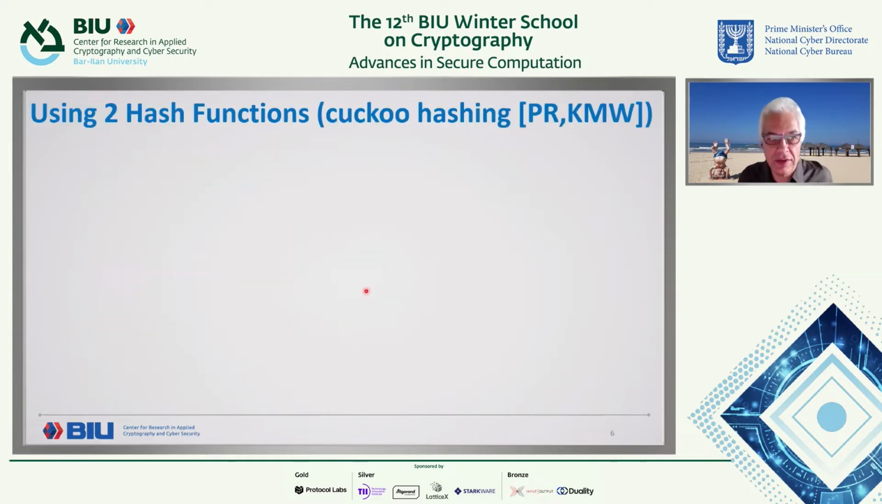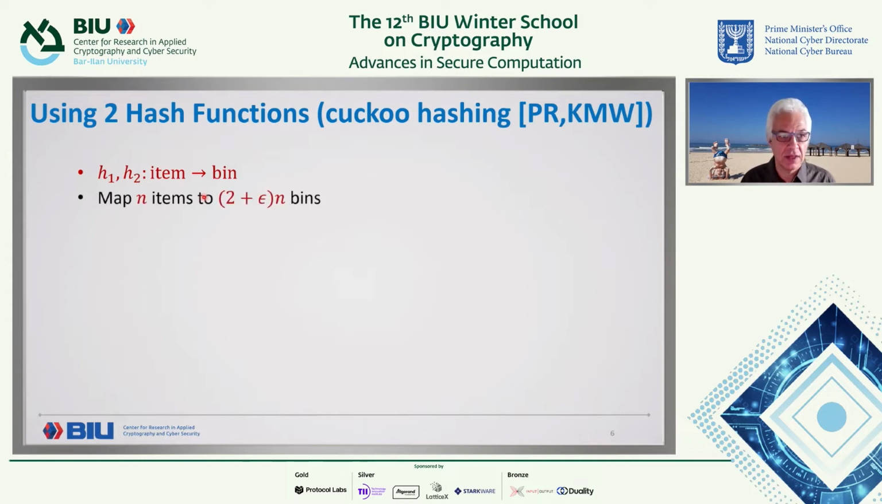The way we do better, since early papers on PSI, is to use cuckoo hashing using two hash functions. For those of you who don't know cuckoo hashing, you should learn about it. They should teach it in basic algorithms courses. And it works like this. You have two hash functions mapping items to bins, not just one. So you map n items to something like (2+epsilon)n bins, and each bin stores at most one item.